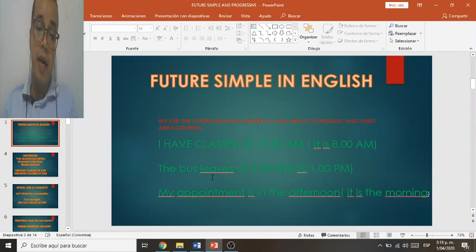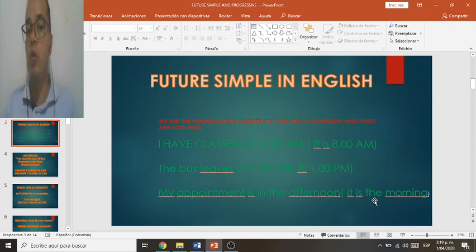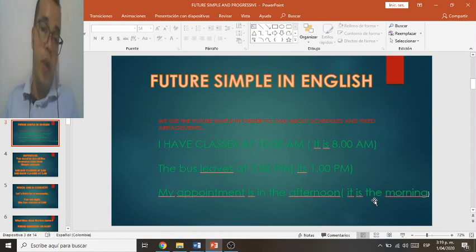It says here, the bus leaves at 2 p.m., and it's 1 p.m. Is that the future or not? Yes, it is, because it's 1 p.m. and I'm expressing a situation that is going to happen at 2 p.m. My appointment is in the afternoon, and when I say that, it's the morning. Cuando digo eso es de mañana todavía. Am I expressing a future situation? Yes, I am. So we can use the same structure of the present to express future situations.